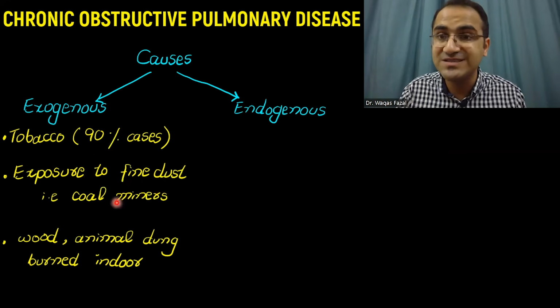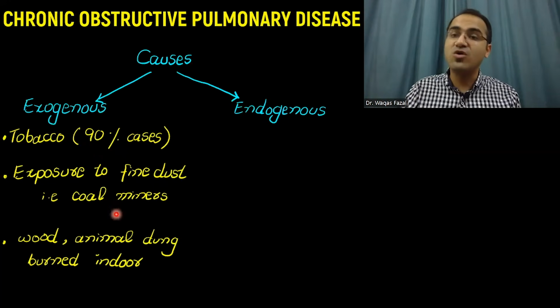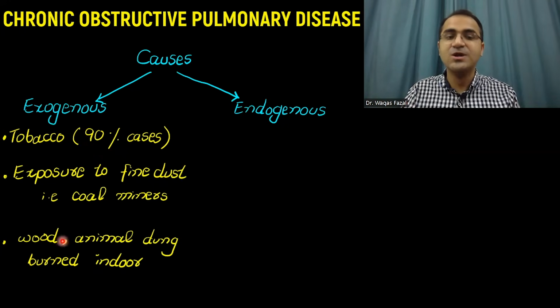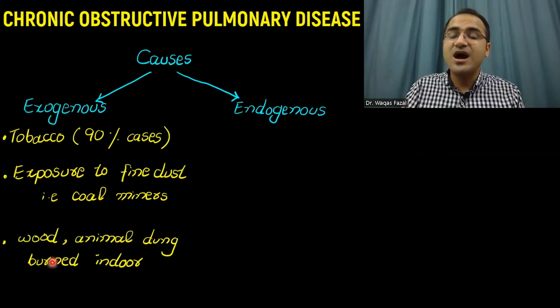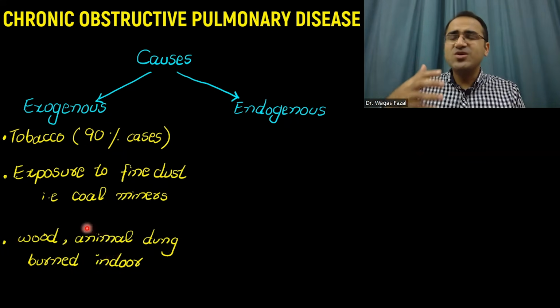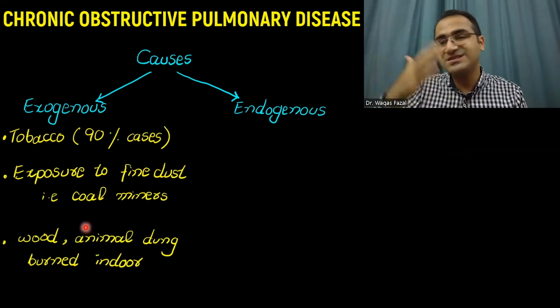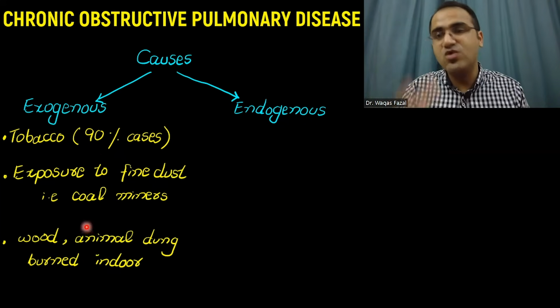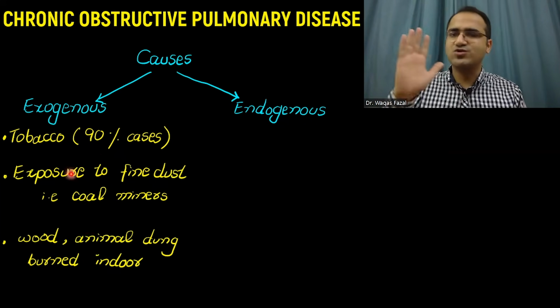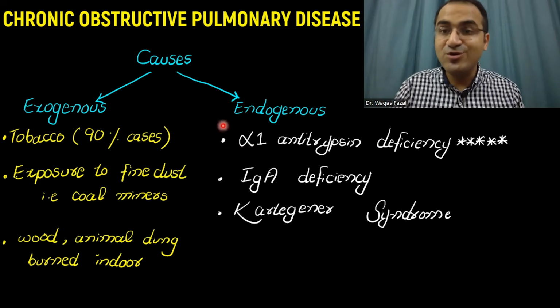Exposure to fine dust, silica, and coal mining causes obstruction of the lungs. Wood and animal dung burning indoors also contribute. These chronic exposures throughout the years cause damage of the lungs, resulting in COPD. But tobacco is the most common cause. Now coming to the endogenous causes.